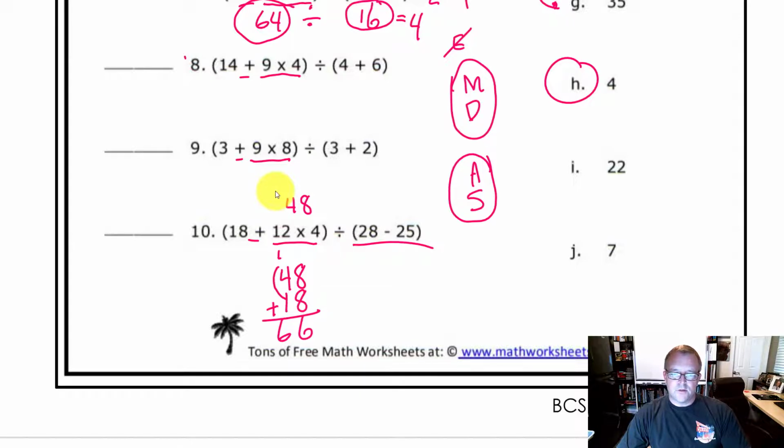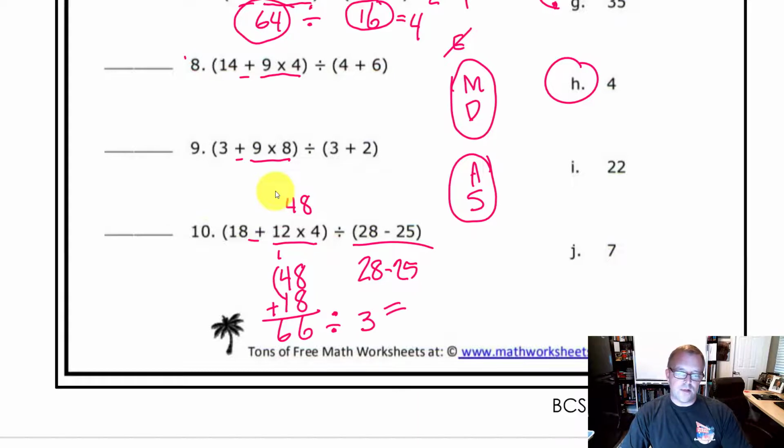Okay, I have 28 minus 25. Well, how much greater is 28 than 25? Right? You subtract almost everything. And what would you have left over? You'd have a 3 left over. So I'm going to have to divide by 3 here, because 28 minus 25 is 3.